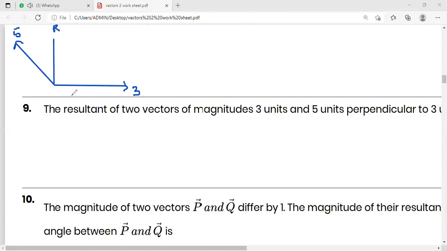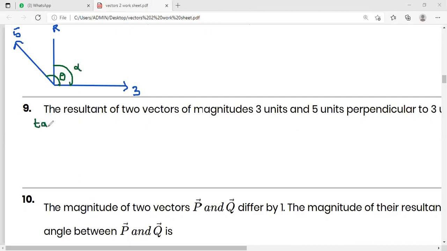And what is the information given for the resultant here? The resultant is perpendicular to 3 units. So what are the general symbols we use here? Theta and alpha. Theta is the angle between the given two vectors. And for the angle between the resultant and the first component, we use alpha. Okay, according to this relation, I will write the general equation here.